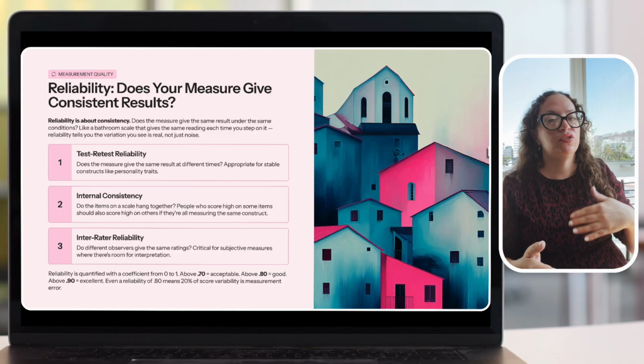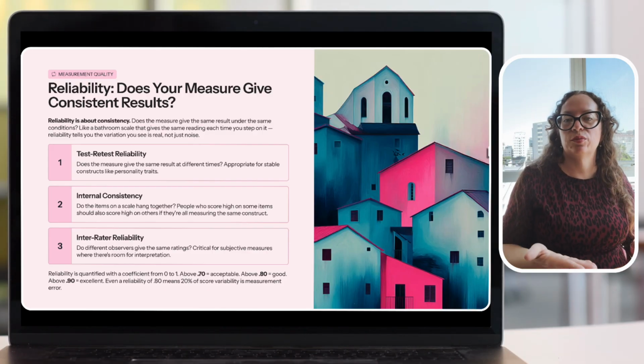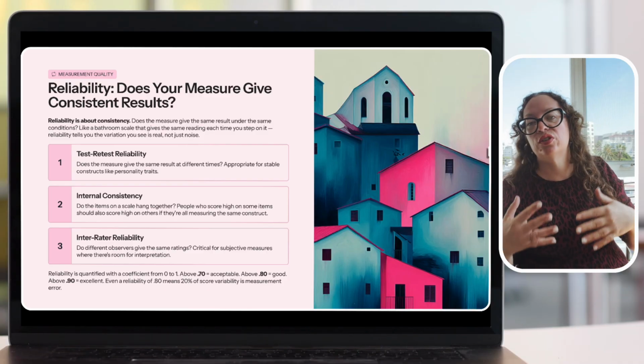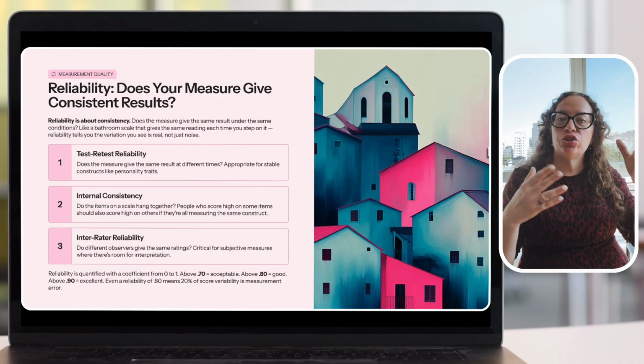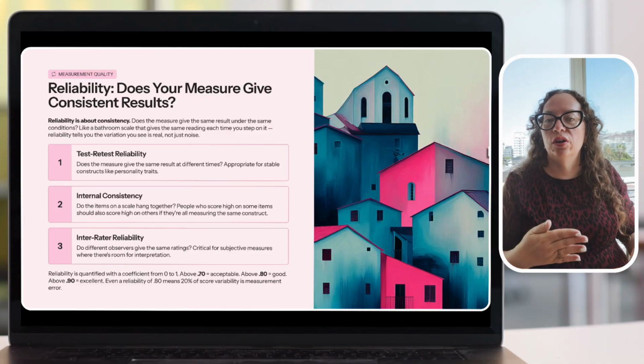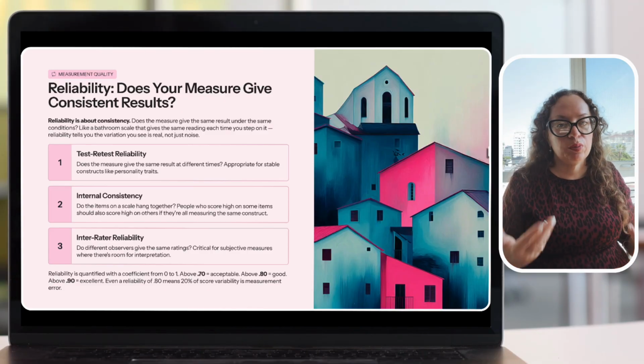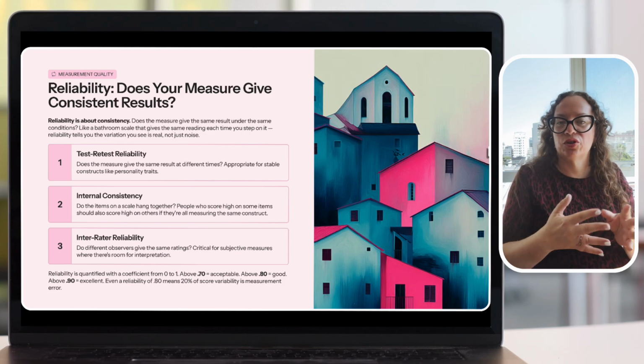Think about a bathroom scale. If you step on it 3 times in a row, you should get approximately the same reading. If you get 150, then 165, then 142, the scale is unreliable. The variation is what we call noise, measurement error, not real changes in your weight. So a reliable scale gives consistent readings. Step on it repeatedly, get the same number within a small margin of error.